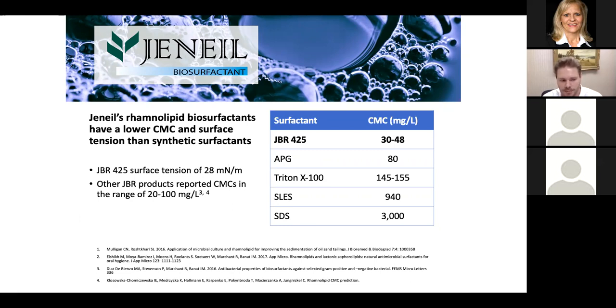Our rhamnolipid products, commonly named with a JBR designation, have a lower CMC and surface tension than synthetic surfactants, allowing them to be applied at lower usage rates in formulations. The surface tension of our JBR products is 28 millinewtons per meter.